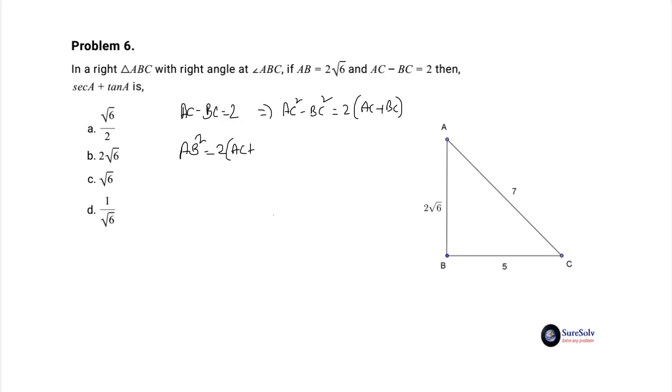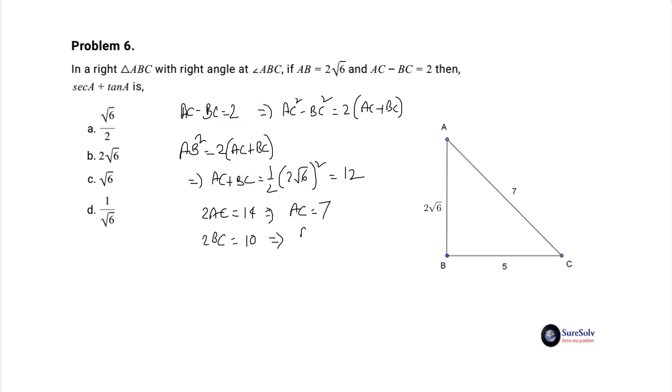Because by Pythagoras theorem, square of height plus square of base equal to square of hypotenuse. Here AC is the hypotenuse, BC is the base and AB is the height. So AC plus BC equal to half of 2 root 6 whole square equal to 12. Add this with AC minus BC equal to 2 and you get 2AC equal to 14 or AC equal to 7. And subtracting you get 2BC equal to 10 or BC equal to 5.